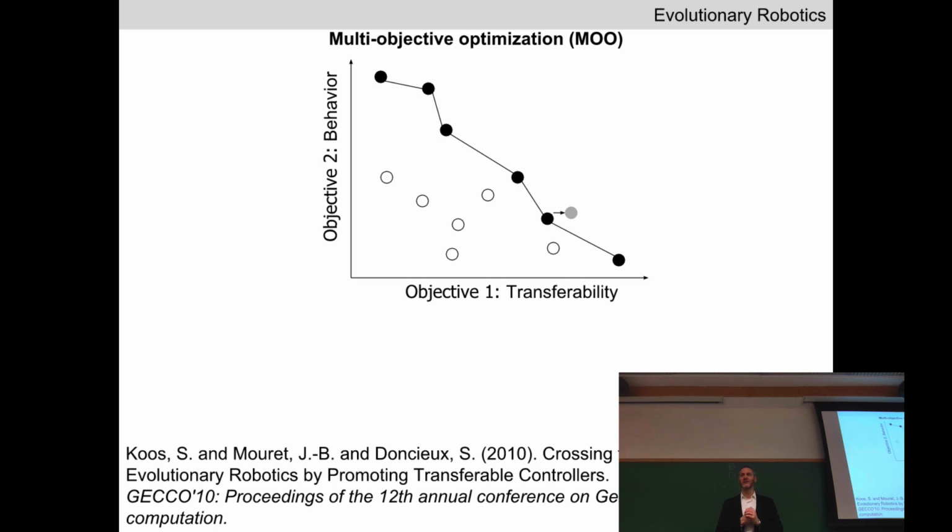Okay, last point about multi-objective optimization. There's a problem, however, when we start to go to higher dimensions. What is it? You reduce your selection pressure. And why is that the case?